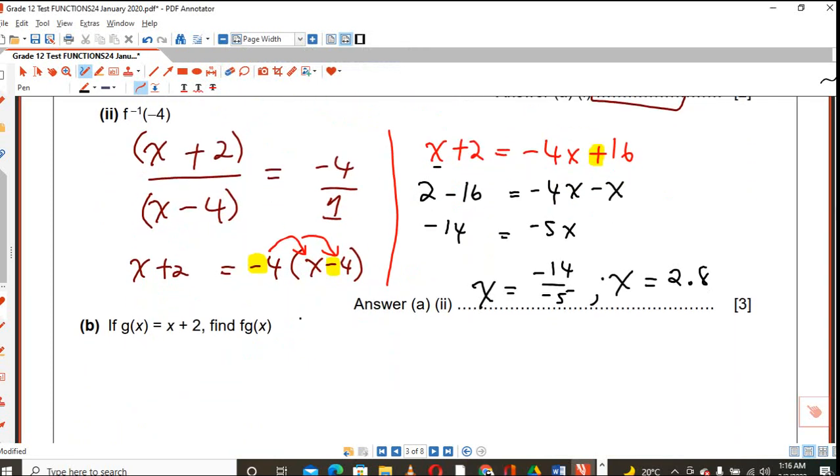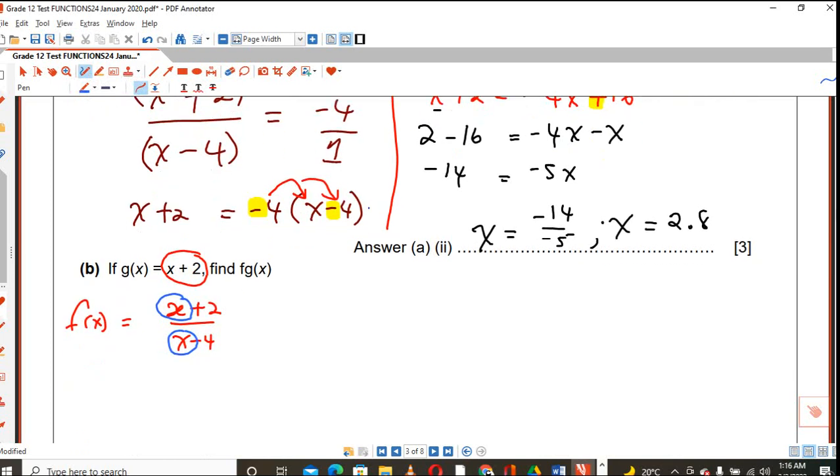Right, so if g of x is equal to, so we'll bring in another function here, x plus 2. So we are going to take this whole g and we are going to substitute it into our function f. Remember, our f of x now is x plus 2 over x minus 4. So everywhere we have an x in this function, we are going to substitute here and here with the value of x plus 2.